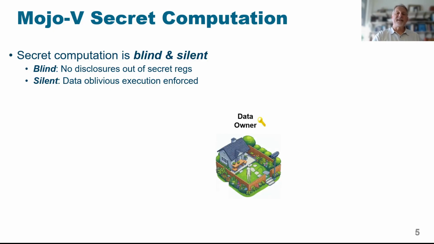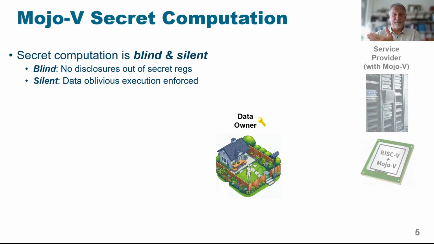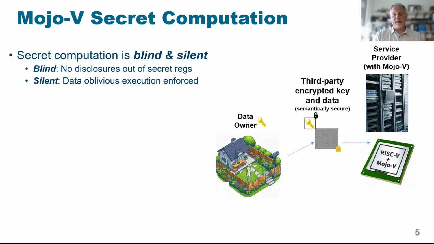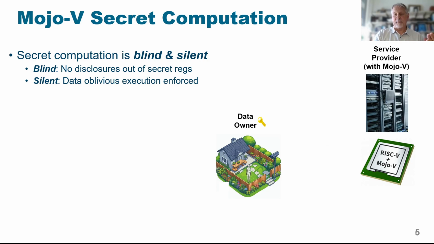Let's take a privacy-enhanced application example and see how it would work with Mojo-V. In my home, I have a camera in my backyard that takes a continuous video stream and sends it up to the cloud. Now, it's encrypted on the way up to the cloud, but it's not encrypted in the cloud when it's analyzed by typically a machine learning framework to determine what's happening in my backyard.